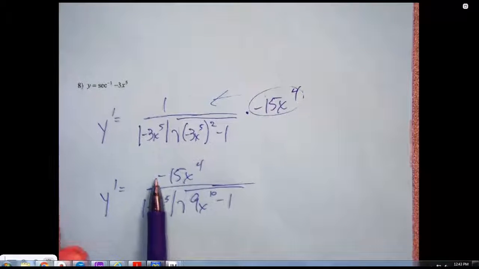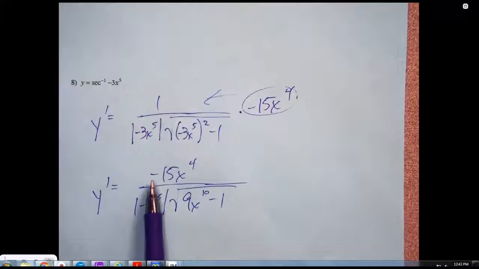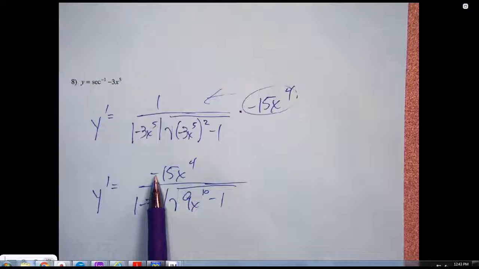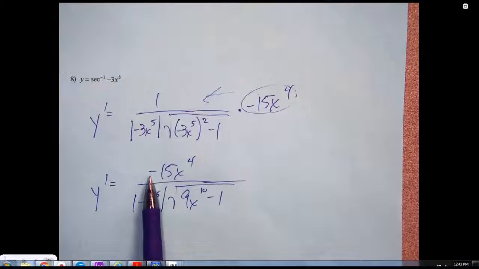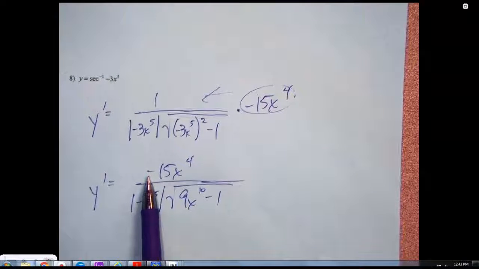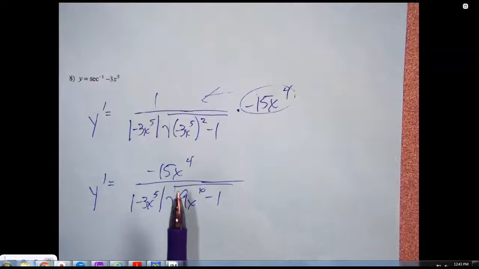I somehow during the test started marking this negative sign wrong. And I think I got to everybody that did that and I marked them wrong. But if you have this on your paper and I marked it wrong because it's negative, please come show me, because I shouldn't have marked it wrong.